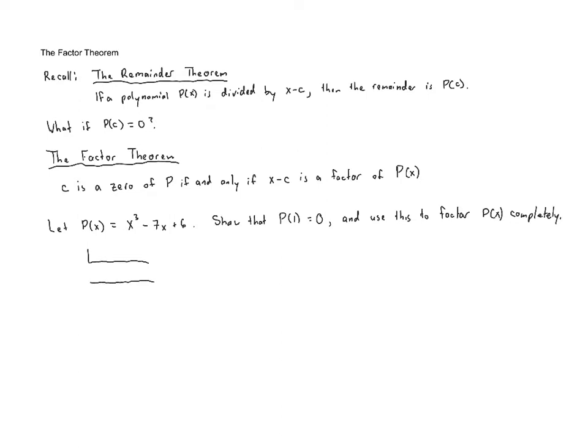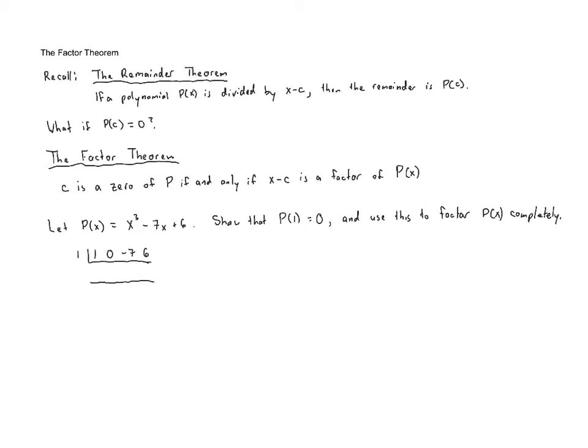because this is generally going to be the easier way to go about this in the long run. So the value of c is 1, and the coefficients are 1, 0, because we have 0x squared, negative 7, and 6. Let's use synthetic division to show that p of 1 is equal to 0.